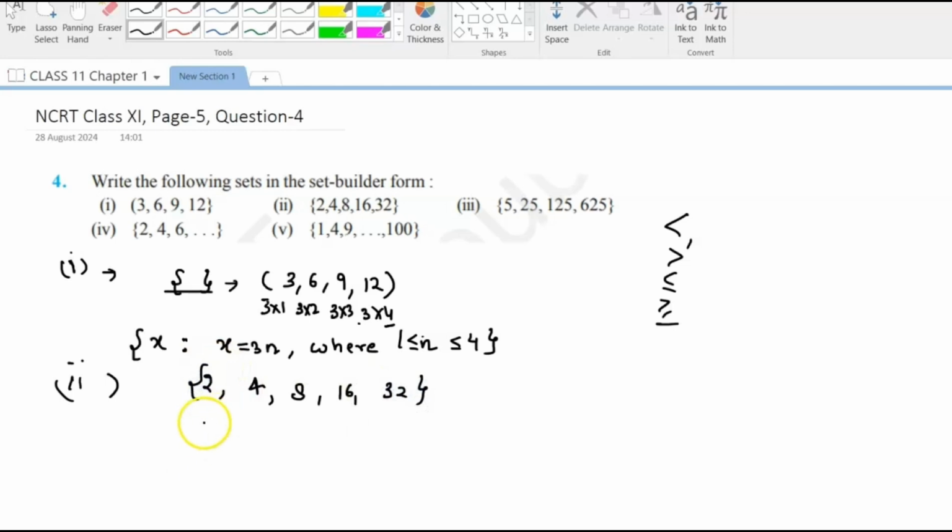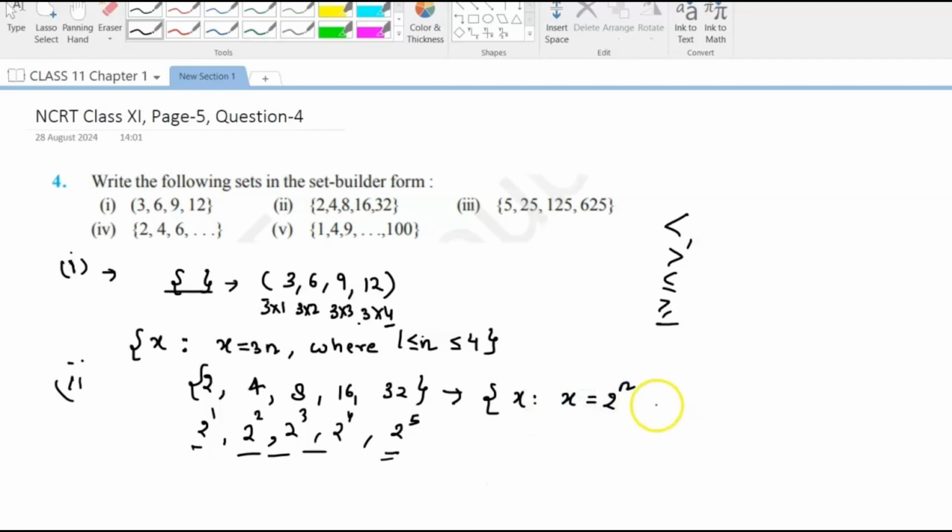Okay, so this is 2 to the power 1, this is 2 to the power 2, this is 2 to the power 3, this is 2 to the power 4, and this is 2 to the power 5. So this is the characteristic that they are in the form of 2 to the power something. So let's write this set: x such that x is equal to 2 to the power n, where n ranges from 1, 2, 3, 4, 5. So your n goes from 1 to 5. Okay.